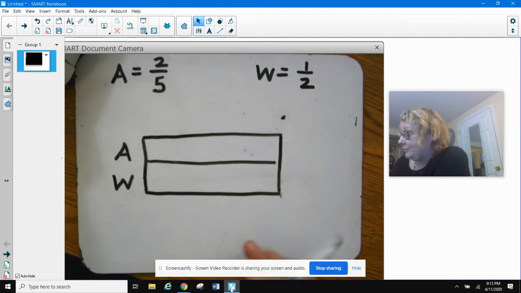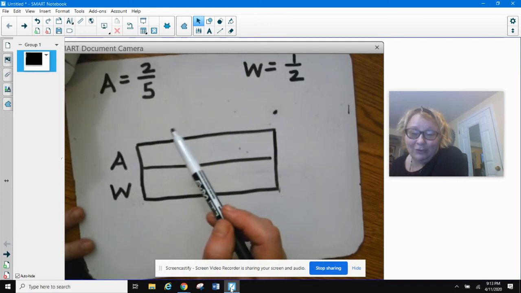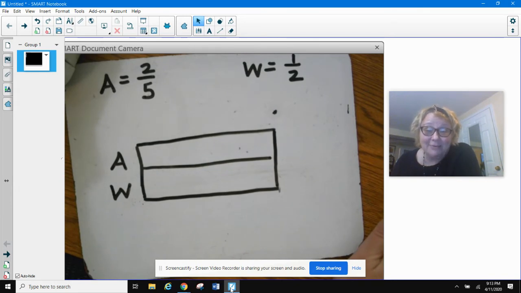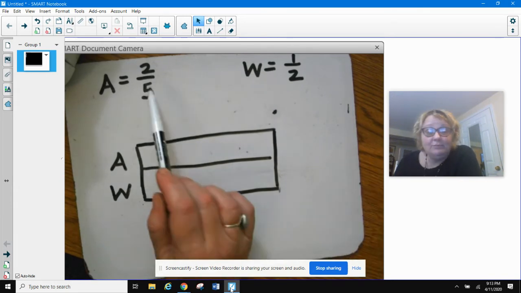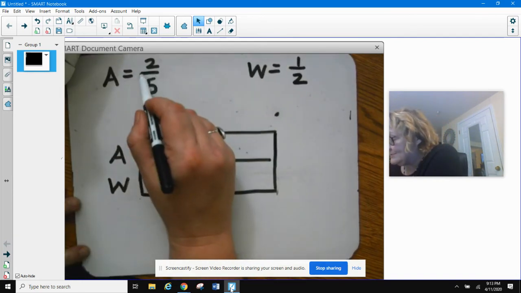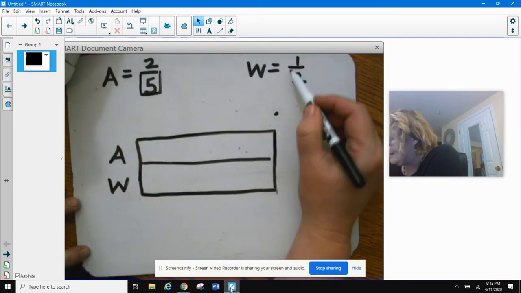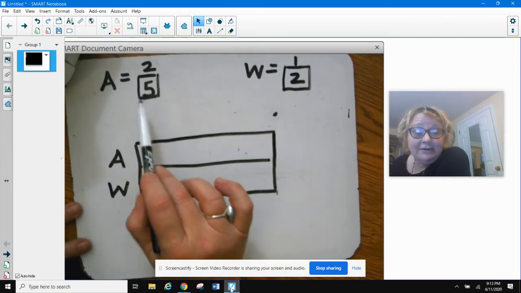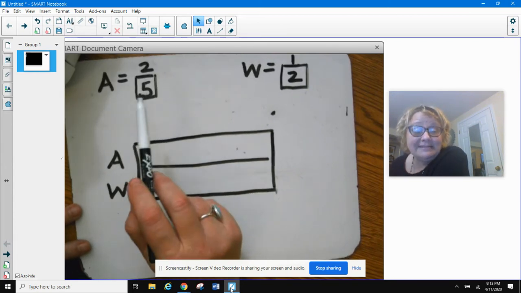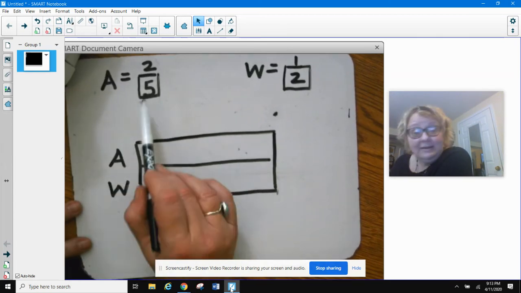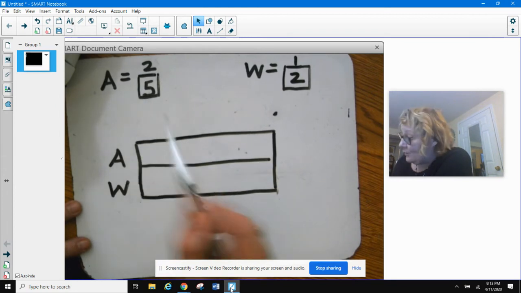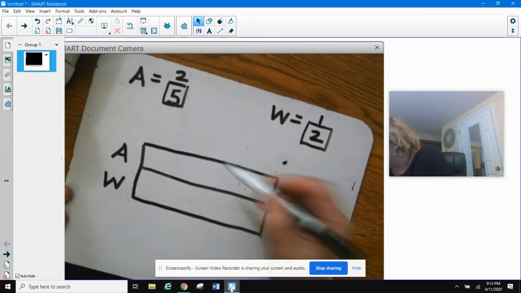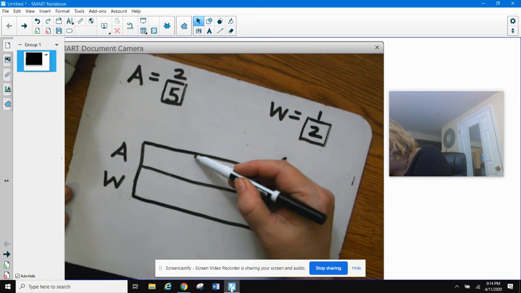Now, we have to look at the denominator to see how we're going to break these boxes up. And because they're different denominators, we're going to break the boxes up differently, okay? So Aiden was 2/5. What number tells us how much to break the whole up in? That's our denominator. Our denominator always tells you how many pieces to break the whole into. So if we're measuring Aiden's in fifths, we have to break Aiden's box up into 5 equal parts. So Miss Iredale is going to try to do her very best on that.